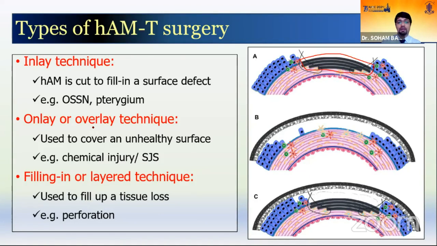So in the onlay or the overlay technique, there's a debate going on about the epithelium. Some authors describe an epithelium side down, whereas some authors go for an epithelium side up. Here the entire ocular surface, including the fornix and part of the palpebral conjunctiva, is covered with amniotic membrane. So this is more in the case of chemical injury and Stevens-Johnson's.